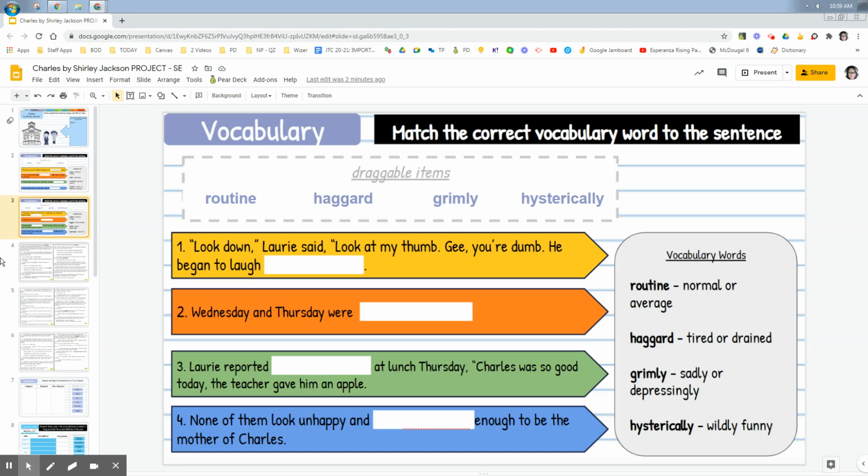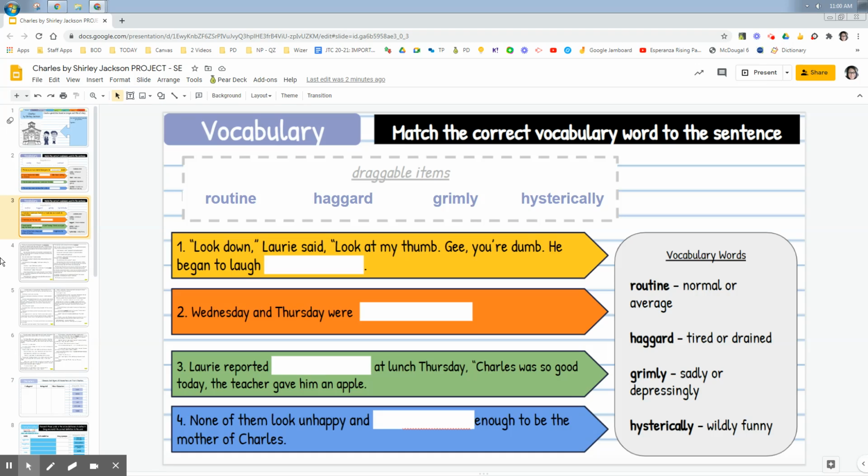Let me read number 1. Look down, Lori said. Look at my thumb. Gee, you're dumb. He began to laugh. Number 2 is Wednesday and Thursday are blank. Number 3 is Lori reported blank. At lunch Thursday, Charles was so good today, the teacher gave him an apple. And then number 4, none of them looked unhappy and blank enough to be the mother of Charles.